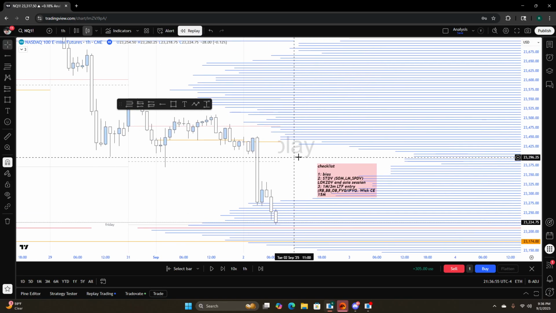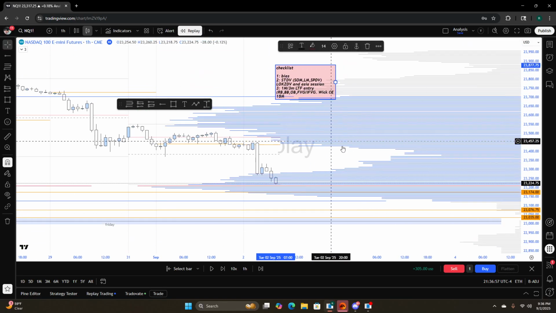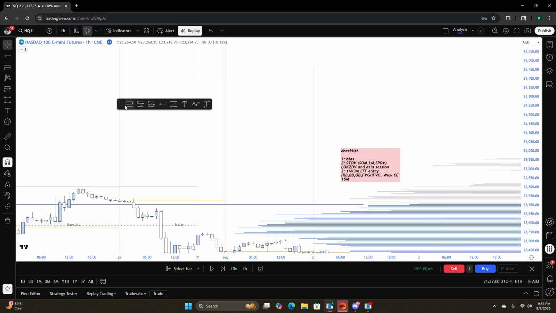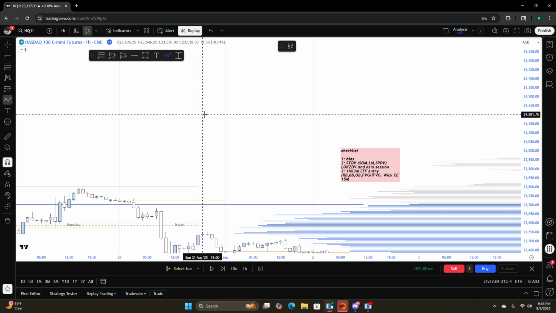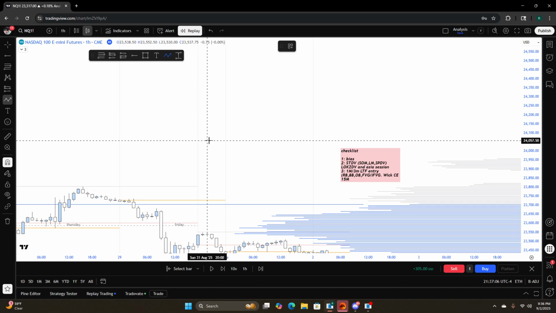And yeah, I mark out standard deviations before every trading day, so I have my SOM, start of move, my LM, last move, and my SPDV, supporting deviations. Shout out NQ Euro, those are his concepts, not mine.